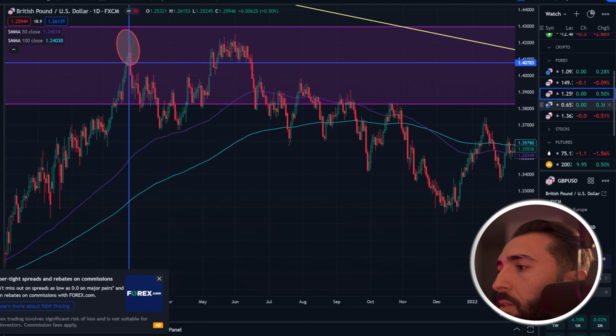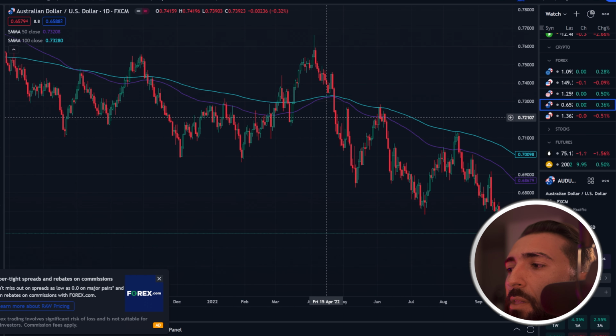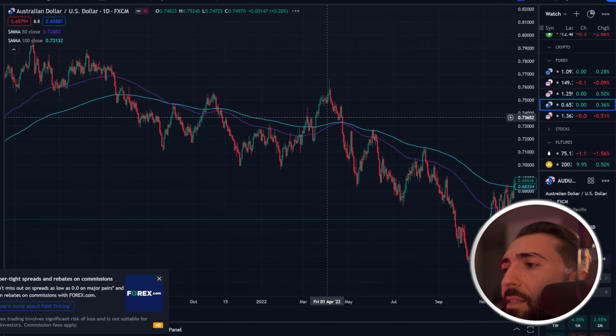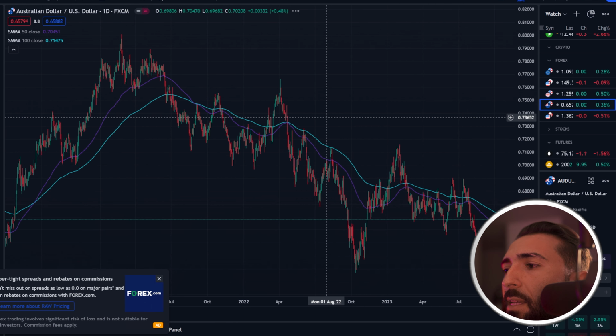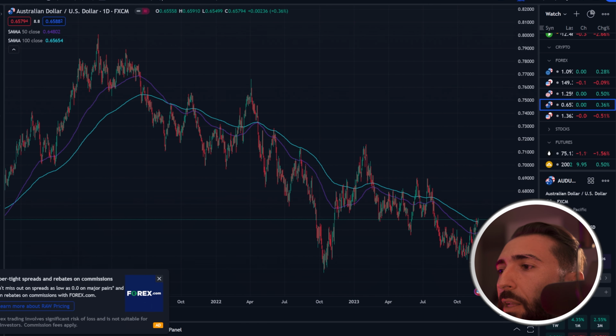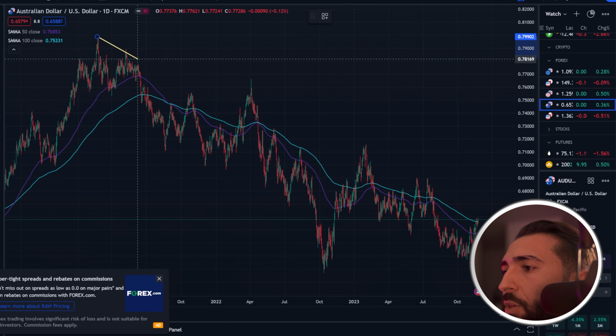All right, let's move on to the next chart. Also, when it comes to really nicely structured trends, the smaller time frames tend to have really clean trends that we can look at. So here we have Aussie dollar against the US dollar.